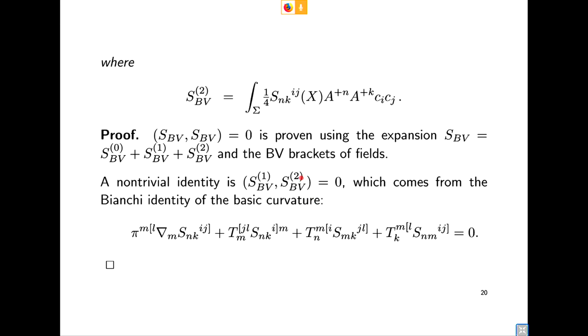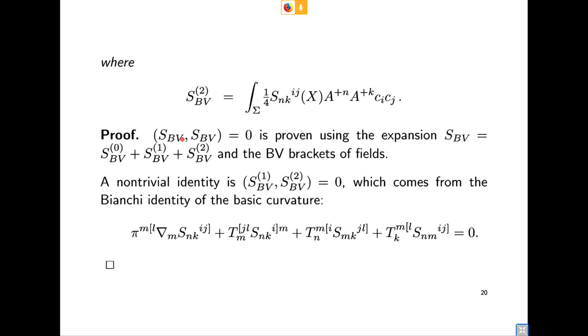S2 is like this one. S2 is proportional to the S tensor. This is the S tensor, a basic curvature, and this is some coordinate anti-ghost. So this is a very geometrical result.